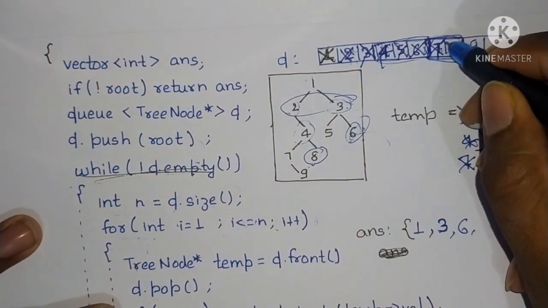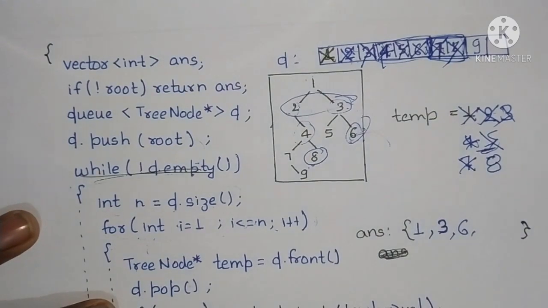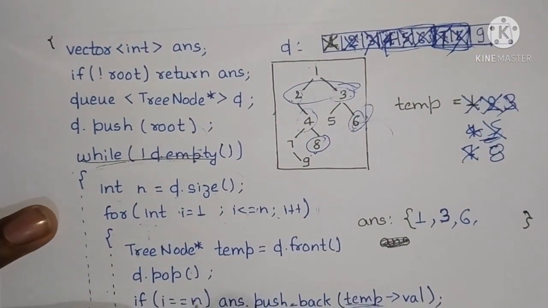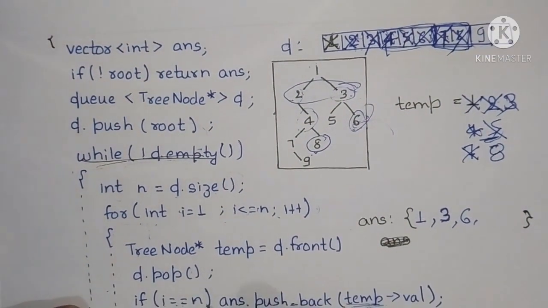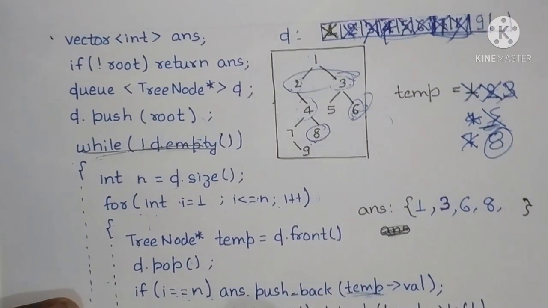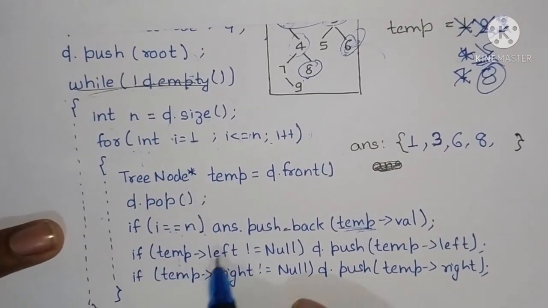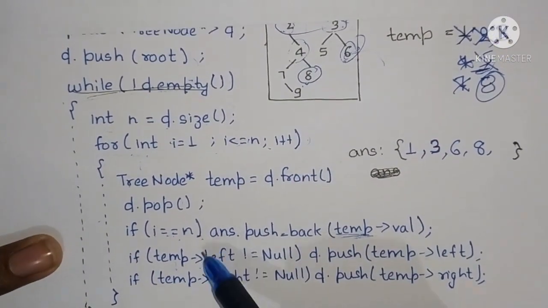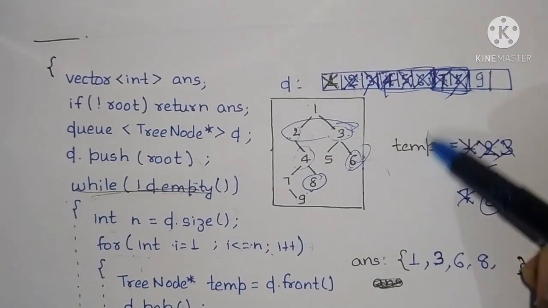And then 8 will be popped out from the queue, and then I is also 2 and n is also 2, so this 8 value will be pushed into the answer, and now this 8 doesn't have any left child or right child, so nothing will happen. Then the while loop will run again.